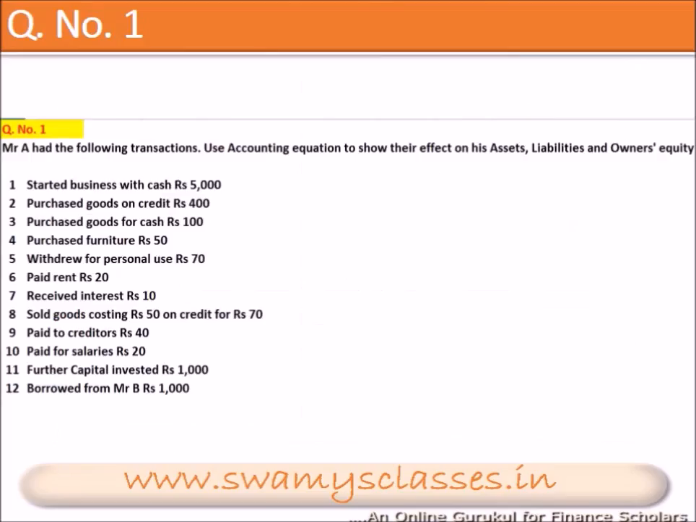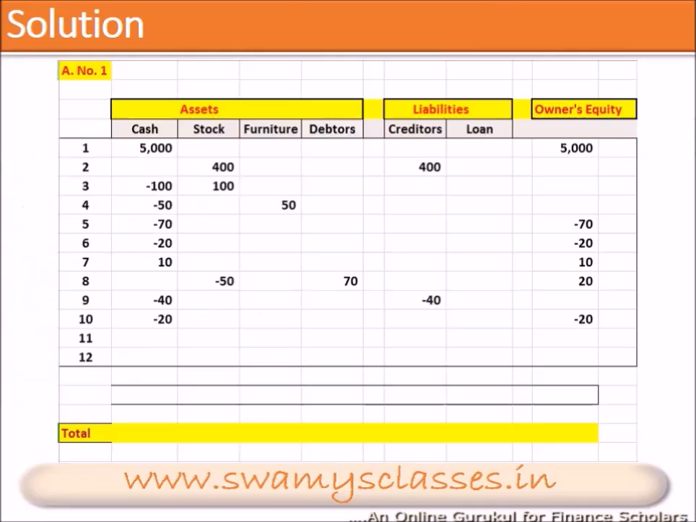So coming to the 10th one, paid for salaries 20 rupees. Because you pay in cash, obviously your cash will go down by 20 rupees, and this being an expense should bring down your owner's equity. So your assets goes down by 20 rupees cash, owner's equity goes down by 20 rupees because of expense.